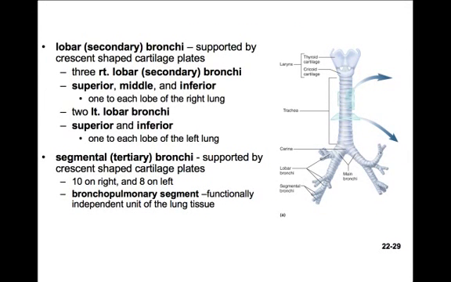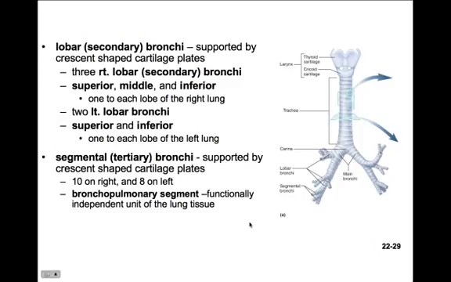Each of the right and left main bronchi will fork into lobar bronchi, or secondary bronchi. There are 3 right lobar bronchi. There's the superior here, the middle, and the inferior. One goes into each lobe of the right lung. Thus it makes sense that the left secondary bronchi, or lobar bronchi, have just a superior and an inferior branch.